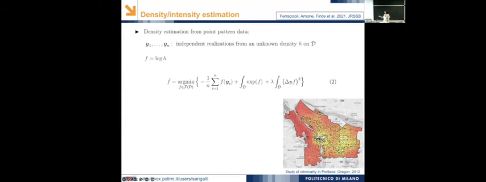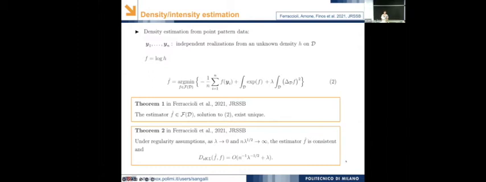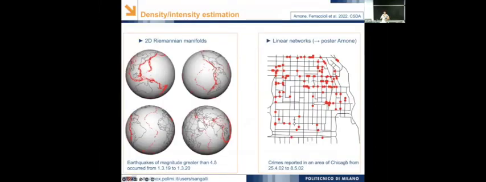If z_1, ..., z_n are independent realizations from an unknown density h defined over the domain D, and we consider the log density f, then we can estimate f minimizing this penalized log-likelihood function. And again, we were able to prove that the estimation problem is well posed and that the estimator is consistent, this time in a symmetrized Kullback-Leibler distance. And of course, this can be extended to the various sorts of domains that have been discussed, manifold domains.